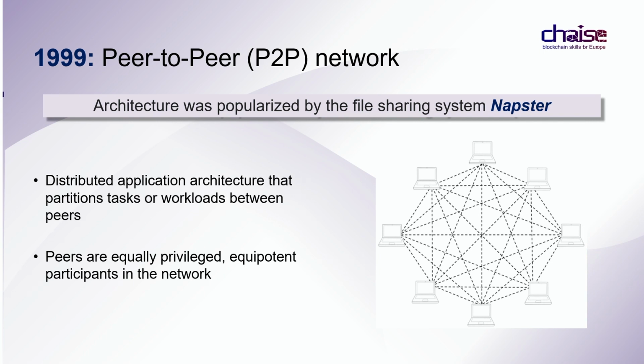Peer-to-peer computing or networking is a distributed application architecture that partitions tasks or workloads between peers. Peers are equally privileged, equipotent participants in the network. Firstly, the approach was proposed and popularized by the file-sharing system called Napster. Yet, it is now an important architectural component in the blockchain technology.